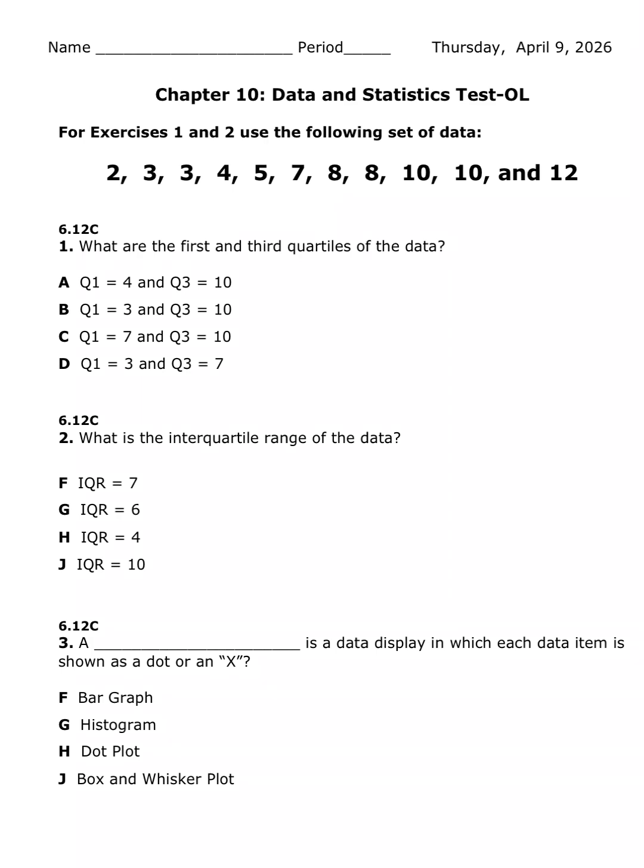Chapter 10, Data and Statistics Test. For exercises 1 and 2, use the following set of data. Number 1. What are the first and third quartiles of the data? Number 2. What is the interquartile range of the data?